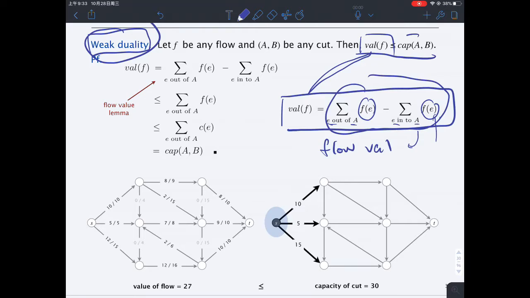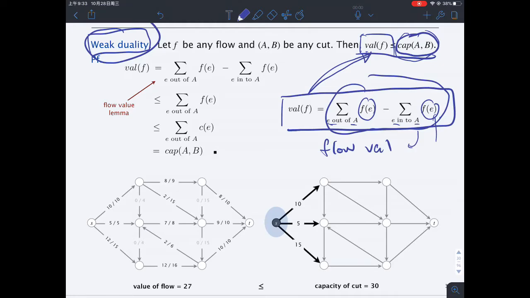But for the weak duality, this becomes a capacity, right? So the left hand side is a fixed flow. The right hand side is something that's irrelevant to the flow, your plan of how you push water from the source to the destination. It's related to the structure of the network itself, right? So that's the capacity.